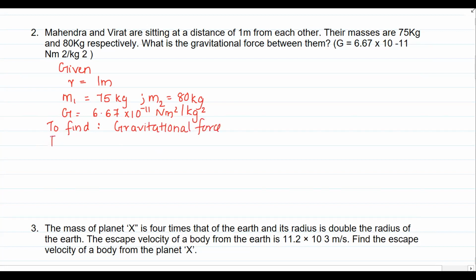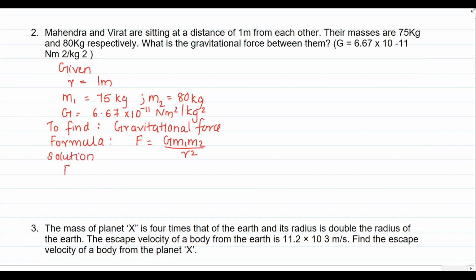Next is formula. We know the formula for gravitational force is F is equal to G M1 M2 upon R square. On substituting the values, so let us go for the solution.